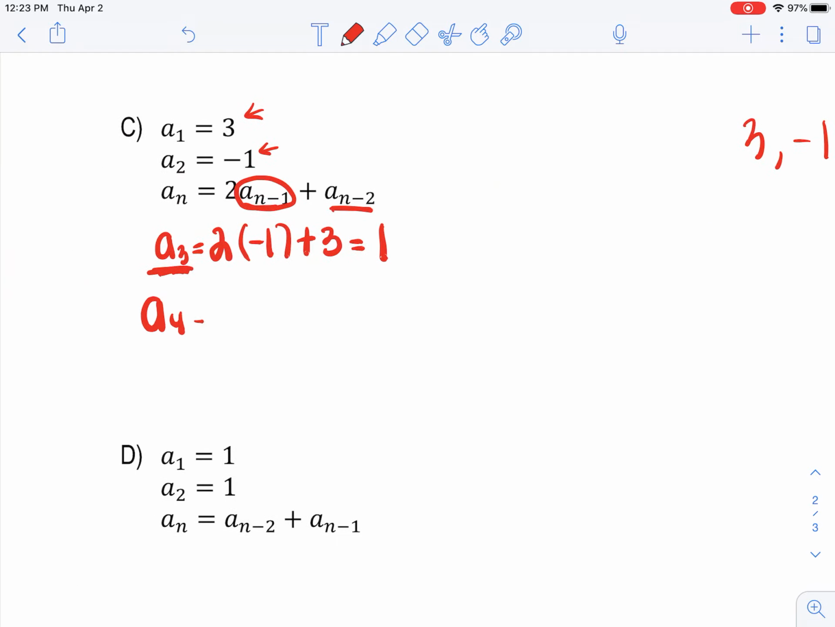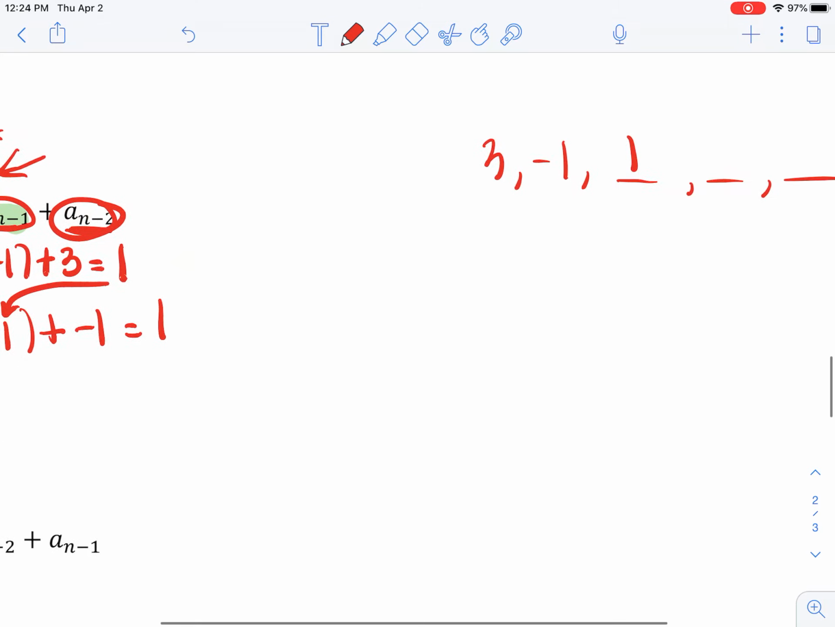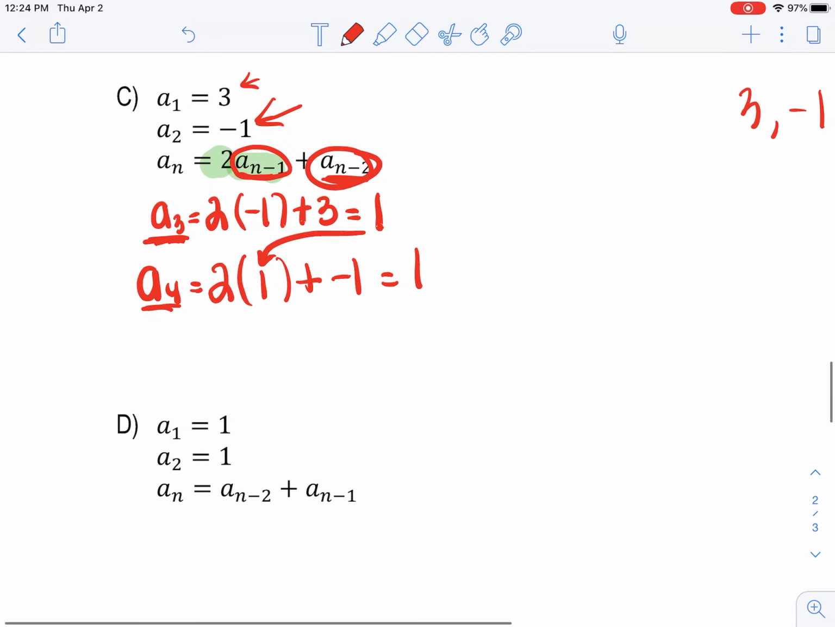Now I need a sub 4. All right, once again, make sure you're reading this correctly. Take 2 times the previous term. 2 times my previous term, 1. Plus the term 2 terms before that. The two terms before a sub 4 is a sub 2, so -1. 3 plus -1, 2. Okay. Oh, sorry, that's 2 plus -1. My bad. 2 plus -1, 1. That could have been bad for me in my next one if you get something wrong.